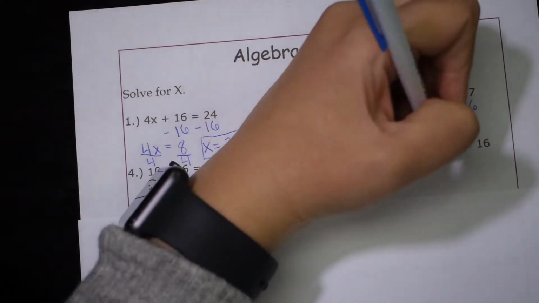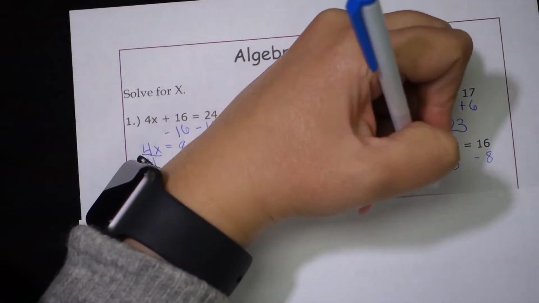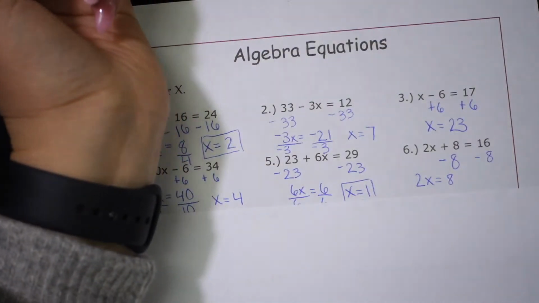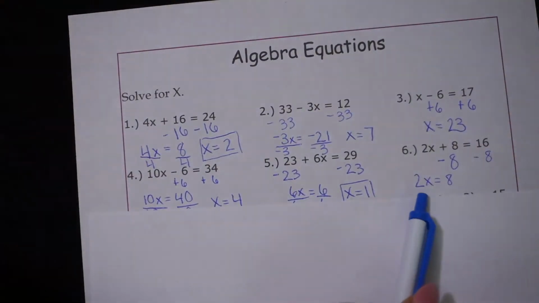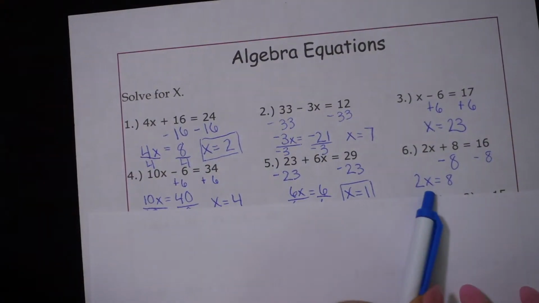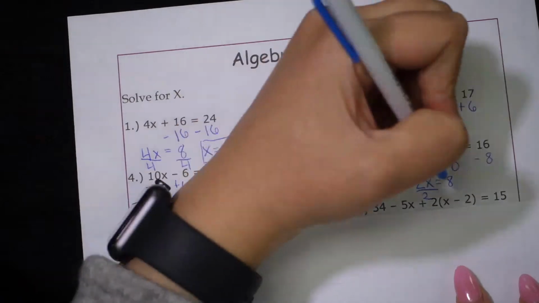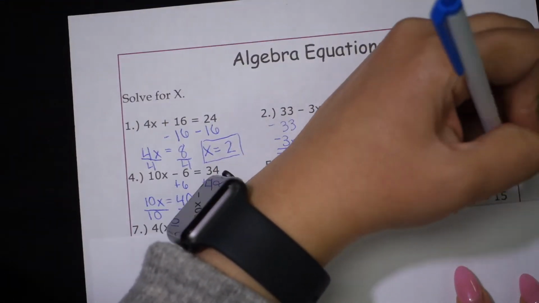So what do we do? We subtract 8 from both sides. We get 2x is equal to 8. What do we do next? Since this is multiplied, so this is 2 times x is equal to 8, we have to get x alone. What's the opposite of multiplication? Division. So divide by 2, x is equal to 4.